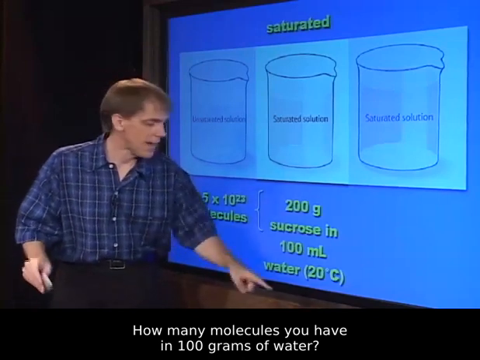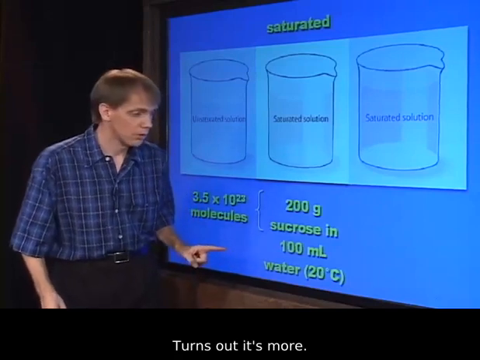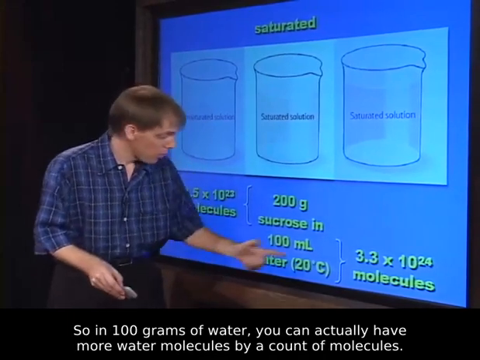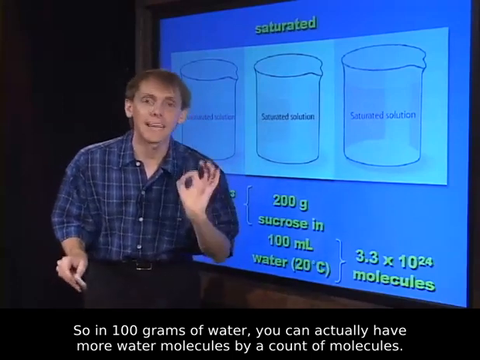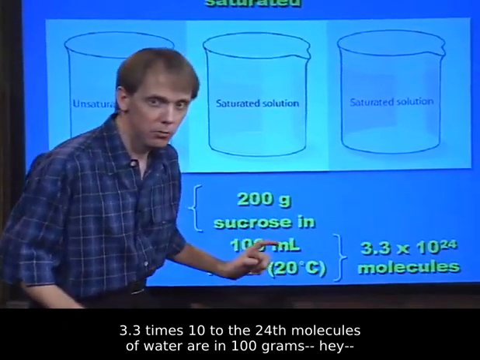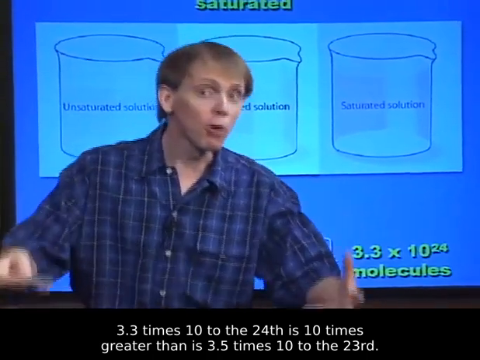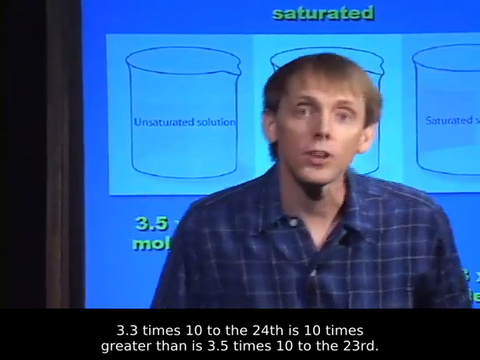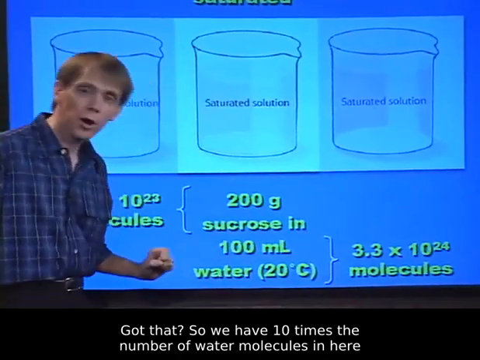How many molecules do you have in 100 grams of water? More, the same, or less? Turns out it's more. Each water molecule weighs less than each sugar molecule. So in 100 grams of water, you can actually have more water molecules by a count of molecules. 3.3 times 10 to the 24th molecules of water are in 100 grams. Hey, 3.3 times 10 to the 24th is 10 times greater than 3.5 times 10 to the 23rd. Got that? So we have 10 times the number of water molecules in here.